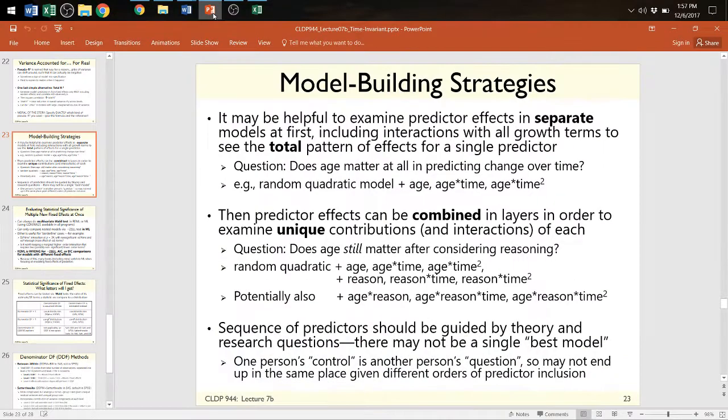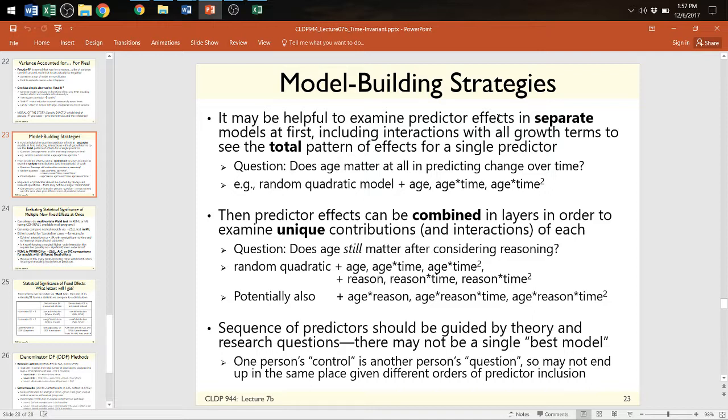So before I do that, actually one slide about the idea of strategy. I'm showing you just examples of models and how you would interpret the parameters in the models. I can't tell you definitively what your strategy should be for adding predictors, because it really is context and research question dependent. I can tell you what I tend to do.